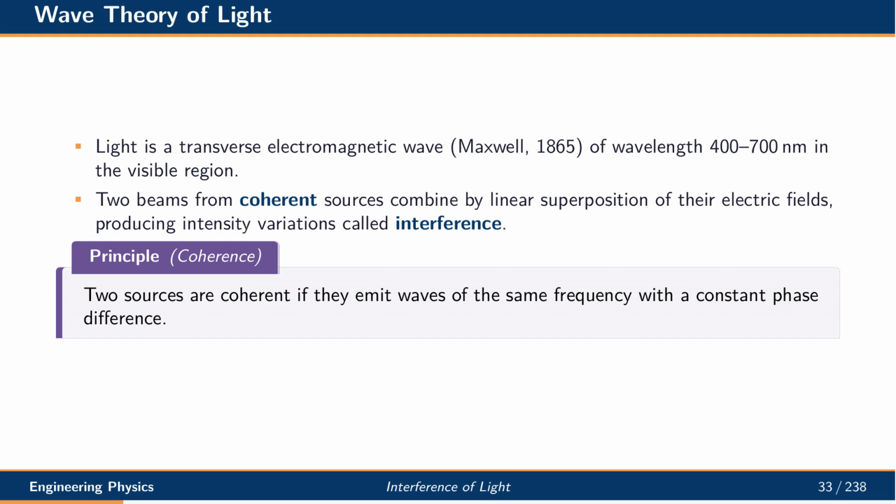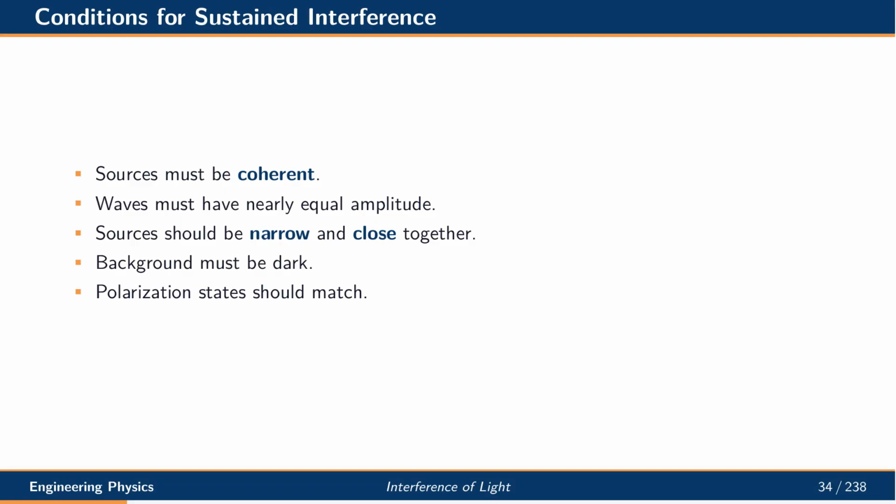For interference fringes to remain stable and visible, several conditions must be satisfied. The two sources must be coherent. Their amplitudes should be nearly equal so that dark fringes are truly dark. The sources should be narrow and placed close together. The background should be dark for high contrast. Finally, the polarization states of the two beams should match. When all these conditions are met, we observe stable fringes.